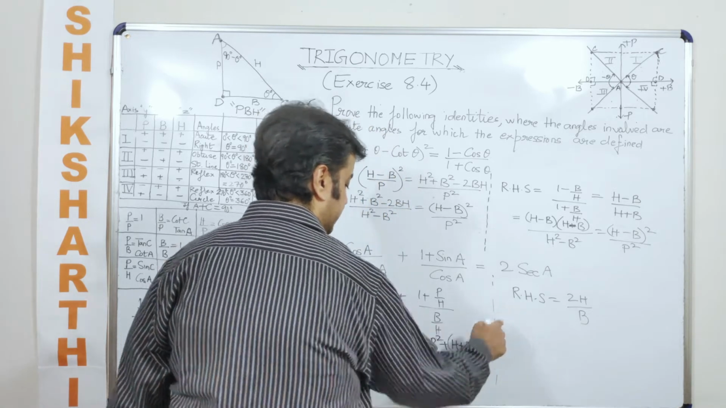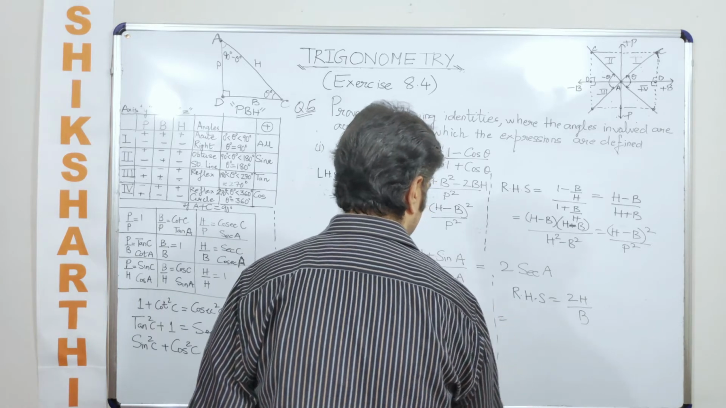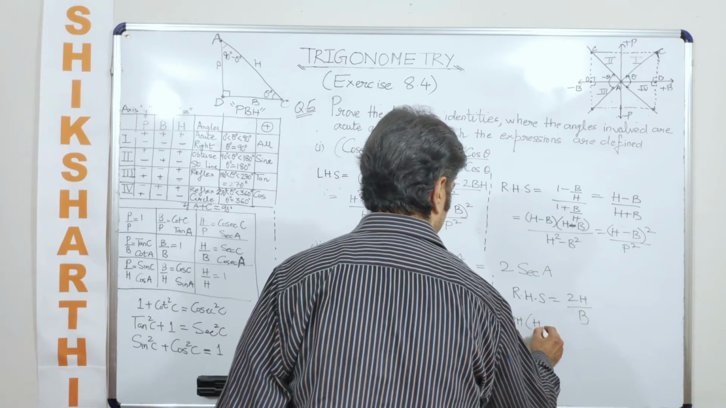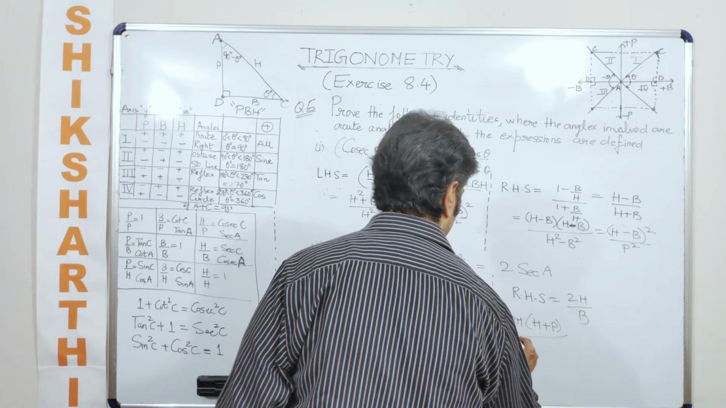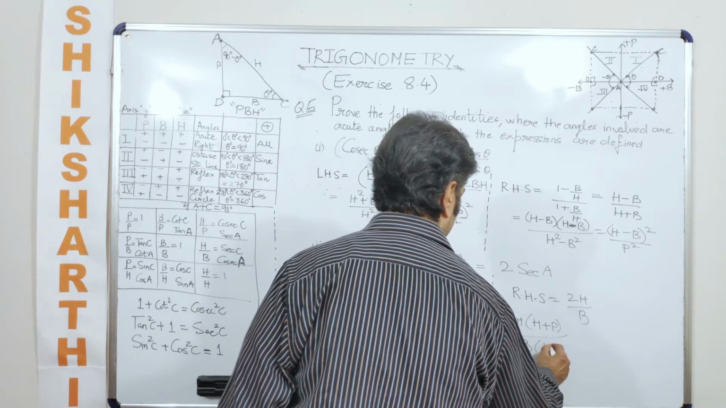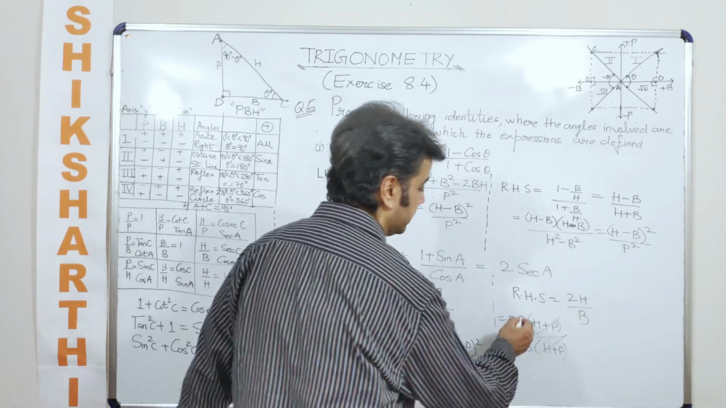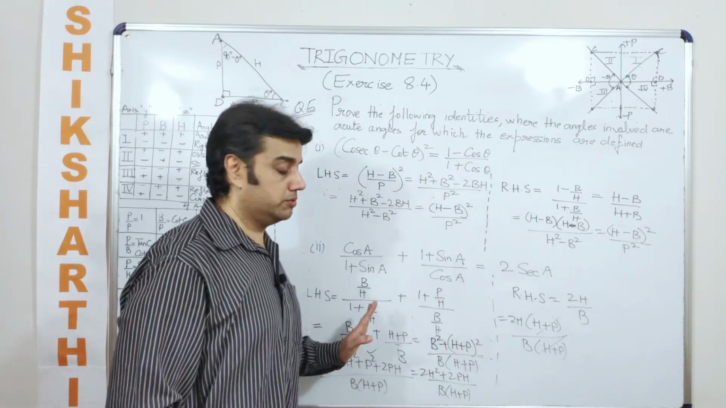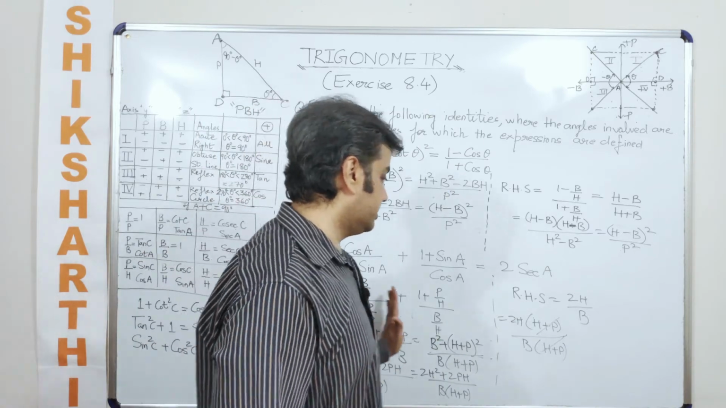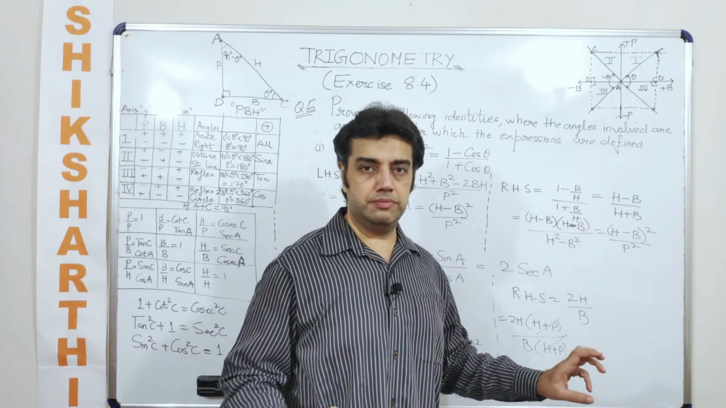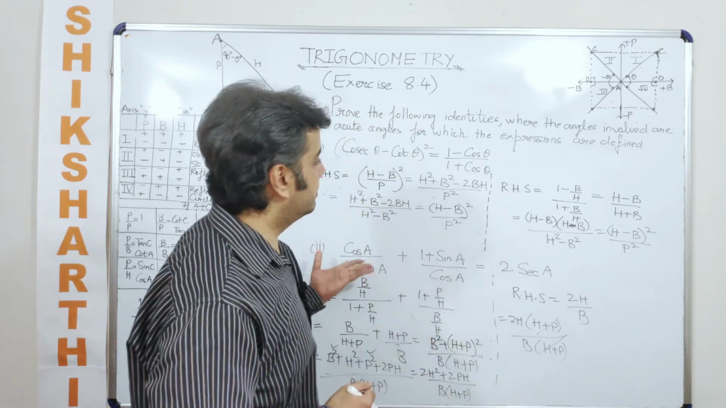So I'm just bringing it this side. Now if in the numerator I take 2h as common, so I get twice of h plus p divided by b times of h plus p. Now h plus p gets cancelled out and you get the right hand side value. So once you get the value, you'll be saying LHS is equal to RHS, hence proved. Okay, let's move on to subpart 3.